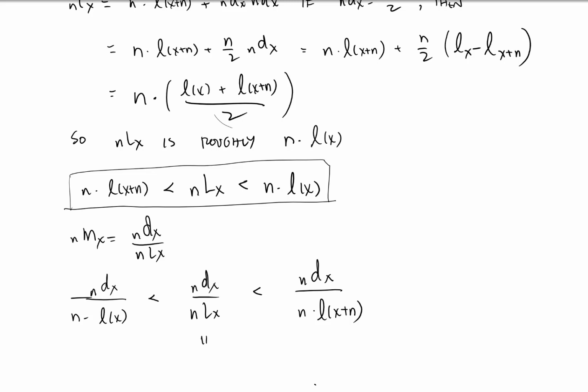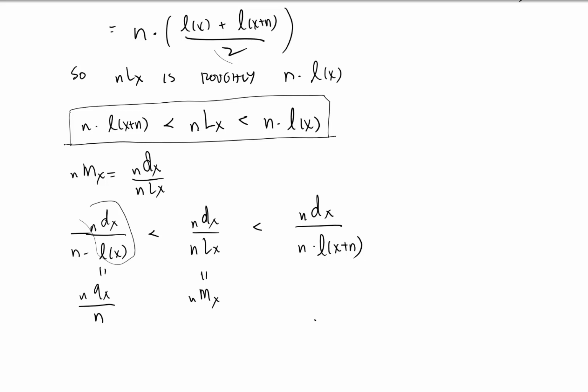This thing in the middle, of course, is nmx. And this thing over here, if we look at that, that's nqx. So this thing is nqx divided by n. So we have that this thing is less than, but it's not far away from.